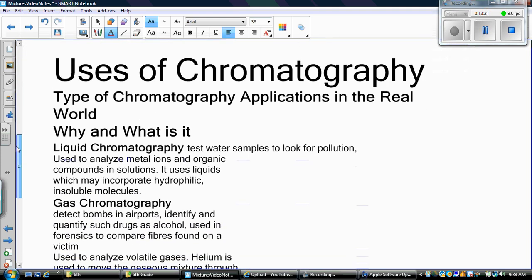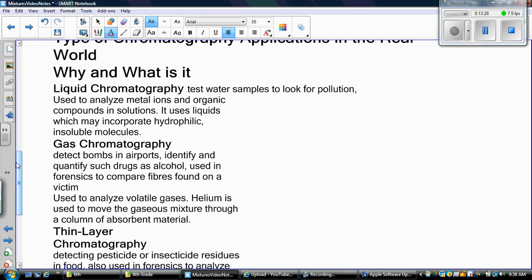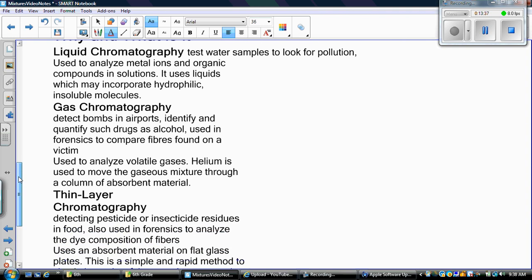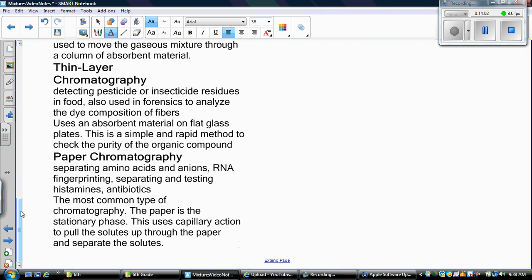Okay, uses of chromatography. We use this when we're looking at metals and organic compounds in solutions, and that would be liquid chromatography. We use gas chromatography to separate out gases. That helps us detect bombs in airports and identify drugs that are used. It also helps us in forensics, when we look at fibers found on a victim, we can separate those fibers out and see what they're made of. We also use chromatography to separate out liquids in pesticides and insecticides.